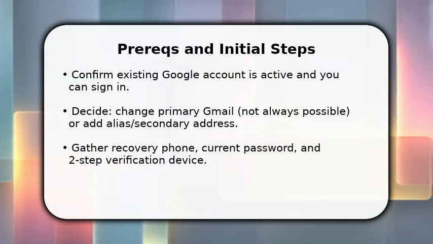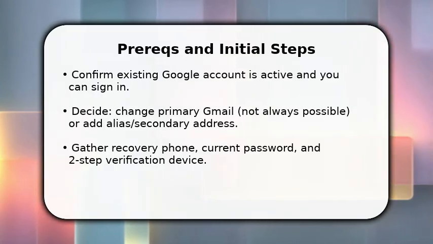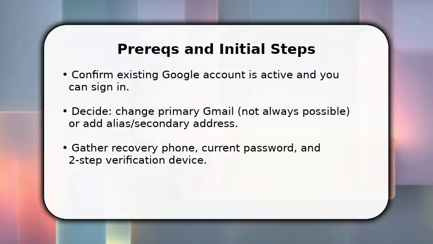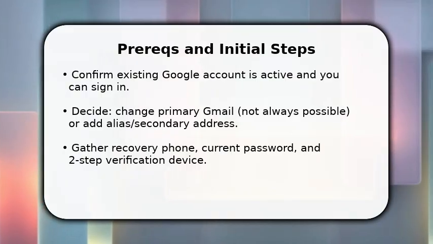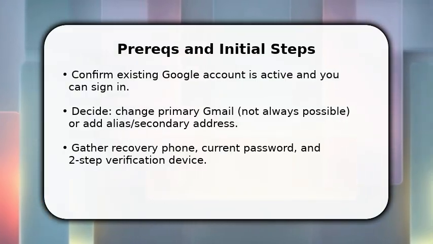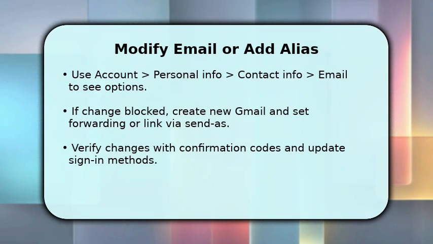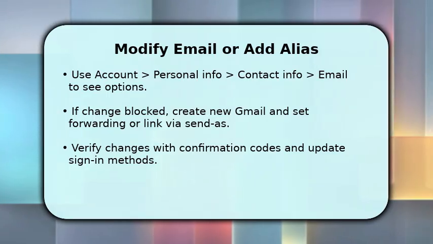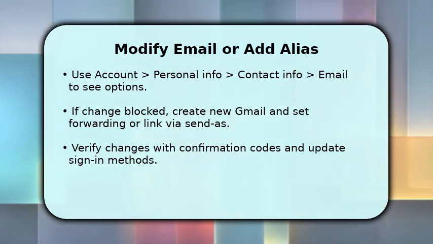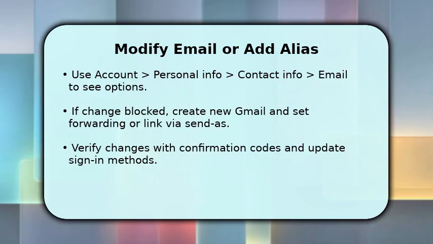Next, open account settings and go to personal info so you can see email options. You should verify two-step verification is accessible. If not, update recovery methods now before proceeding to address change. Once in personal info, navigate to contact info and select email. You will see if primary email is editable.